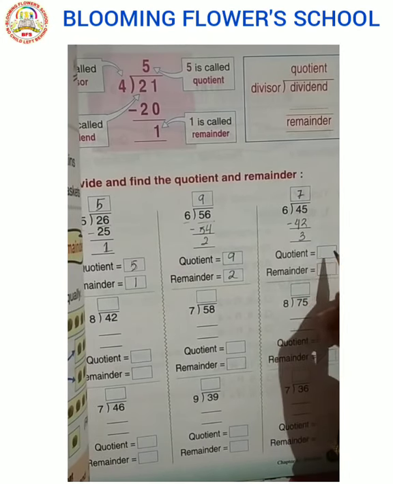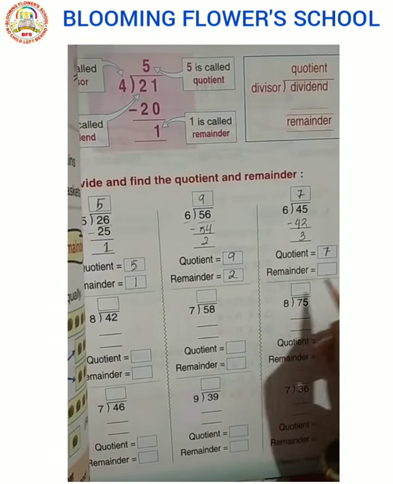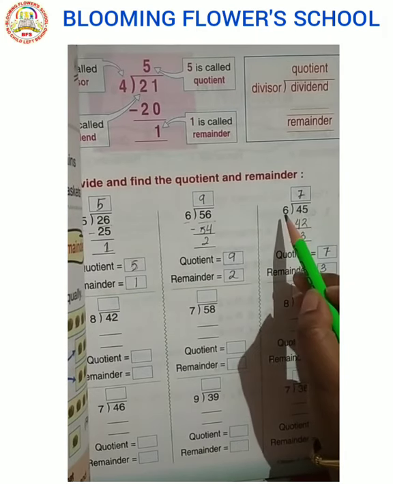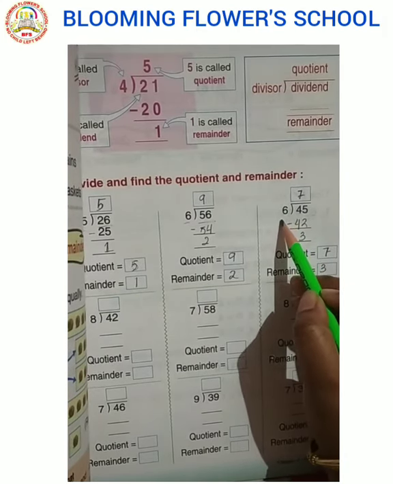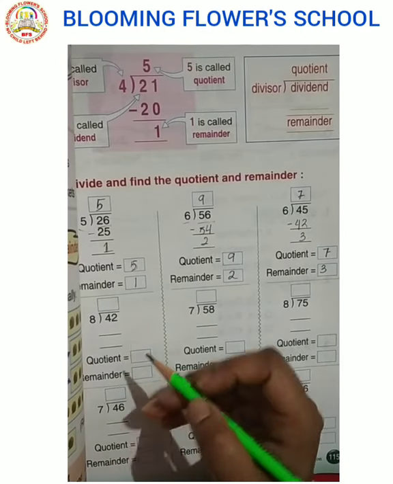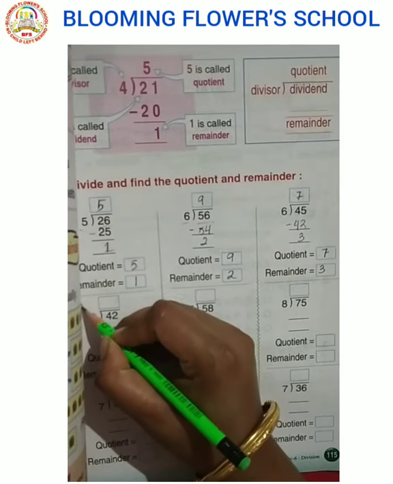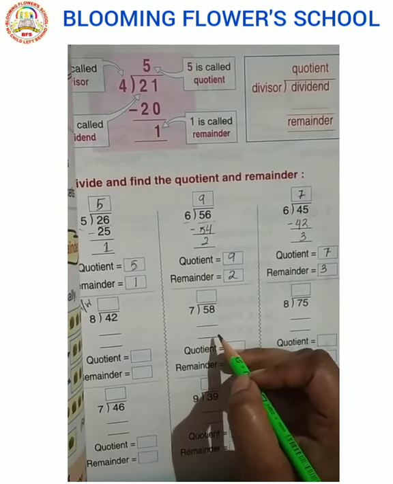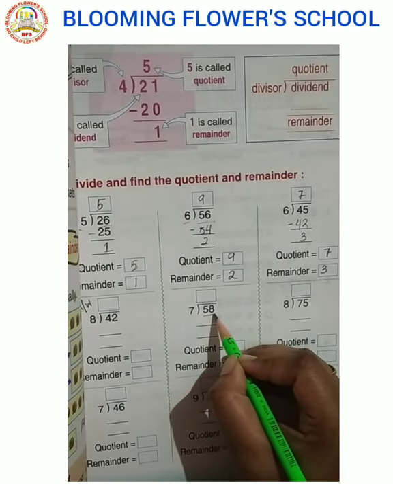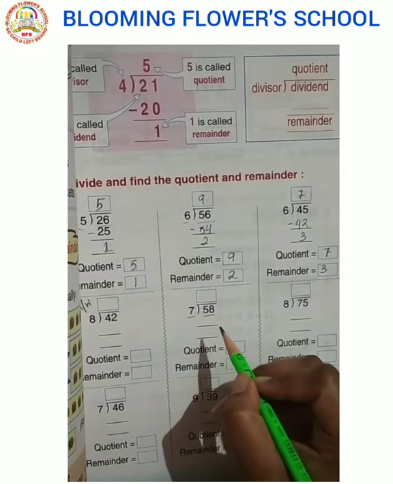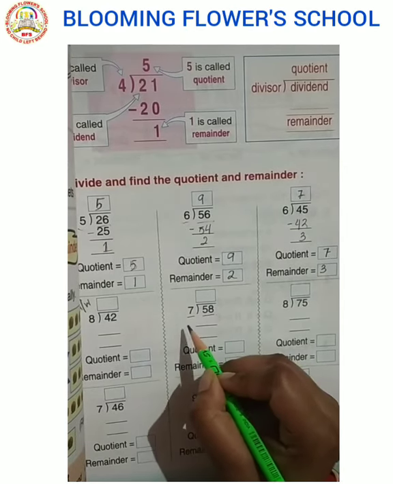So what is the quotient? Quotient is 7 and remainder is 3. 45 is a dividend and 6 is a divisor. Now next one will be your homework that you will solve by yourself. Now again do this one, 7 tables. So 58 is a dividend. 7 is a divisor. We need to divide 58 by 7.